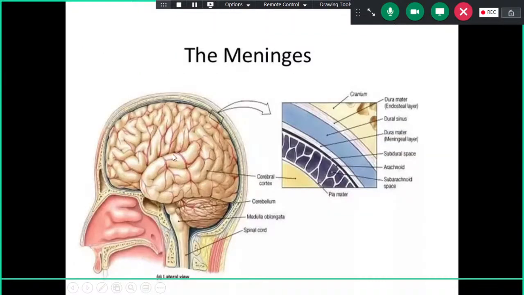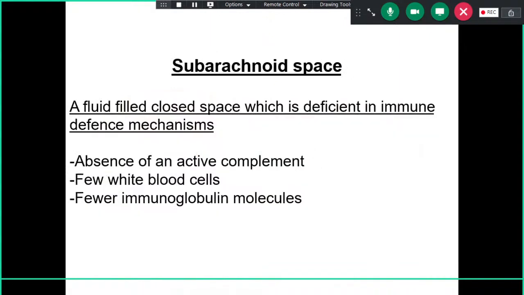Just emphasizing the fact that you have the brain parenchyma, the pia mater, and then this subarachnoid space which is filled up with the cerebrospinal fluid. So what is the subarachnoid space? The subarachnoid space is a fluid-filled closed space which is deficient in immune defense mechanisms.